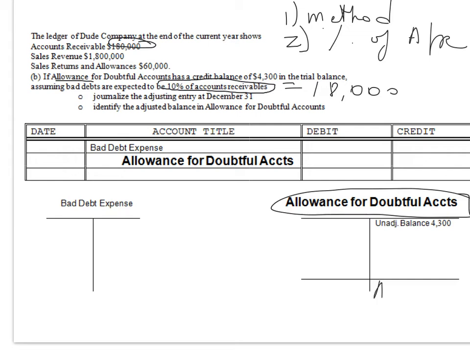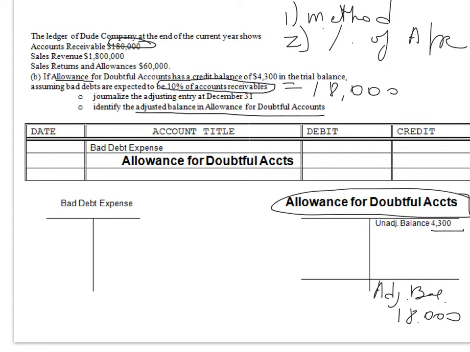So I want my adjusted balance to be $18,000. And by the way, that's the answer to this question. The adjusted balance in the allowance for doubtful accounts should be, or must be, and we twisted its arm, $18,000. However, if you look right now in the ledger, we only have $4,300 in there.